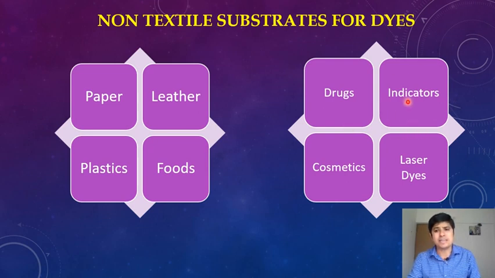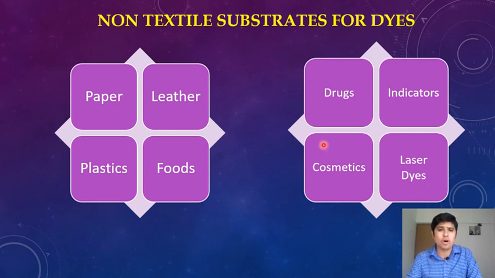Another important non-textile sector for dyes is indicators. Indicators also involve dyes. In the laboratory we use pH indicators, and we use indicators in complexometric titration, which we have seen in the last semester. In complexometric titration, EDTA is involved as a titrant, but the indicator is different. Dyes are also involved in cosmetics, and in laser dyes.